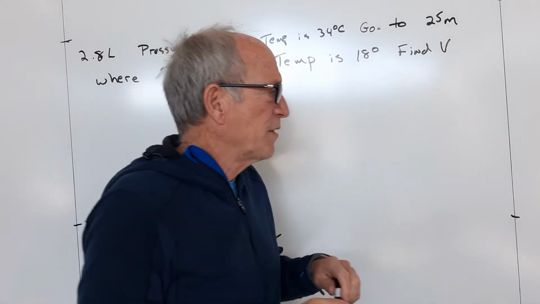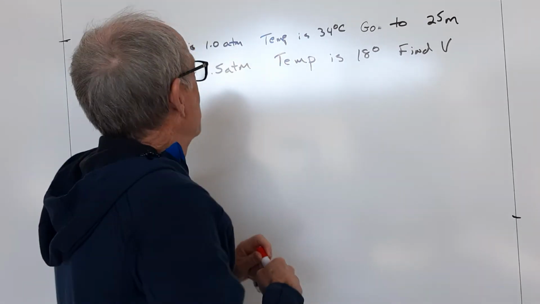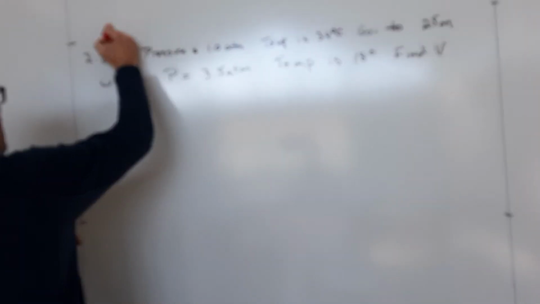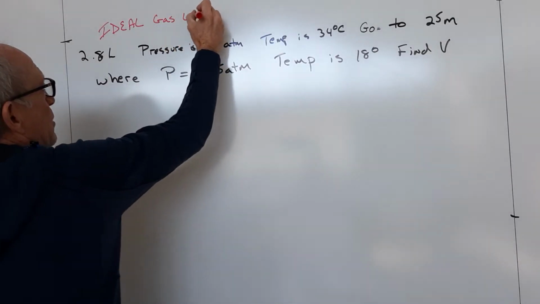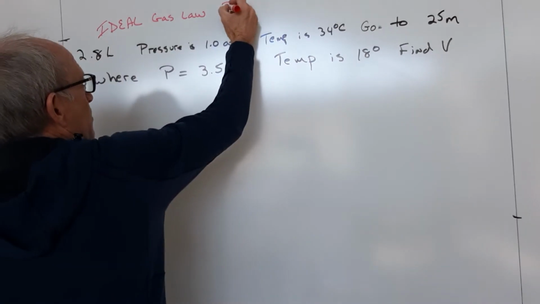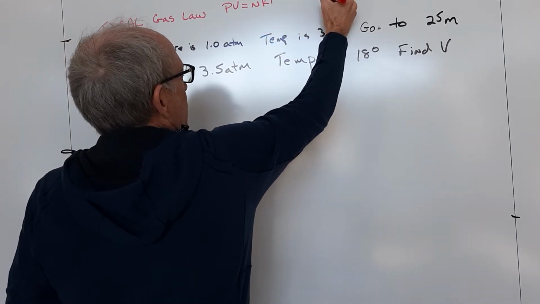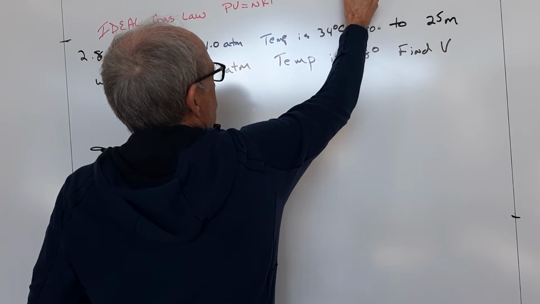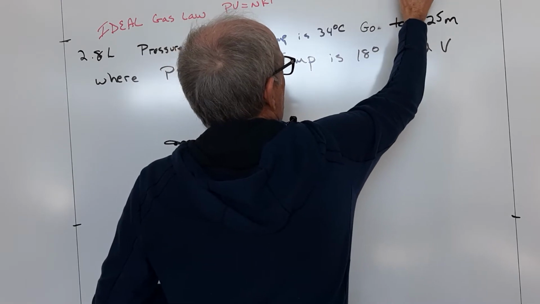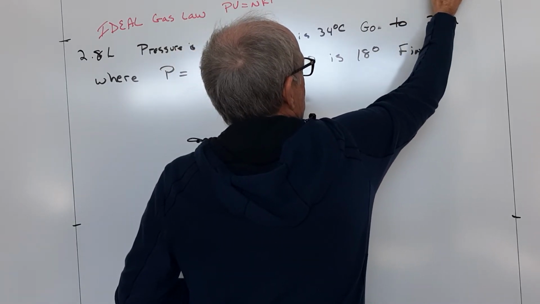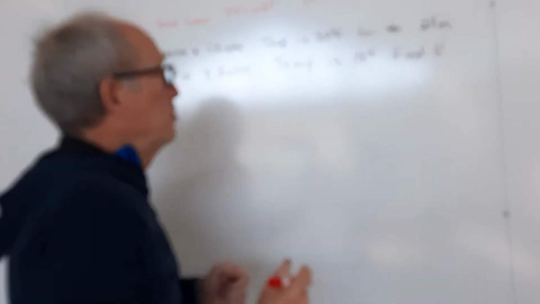When we're doing any of these problems, we have to think about two things. Are we going to use the combined gas law, or are we going to use the ideal gas law? Let's put these up. The ideal gas law is when there's no change. You've got PV equals nRT, and R is equal to 0.082 if we use atmospheres, or 8.314 if we use kPa.